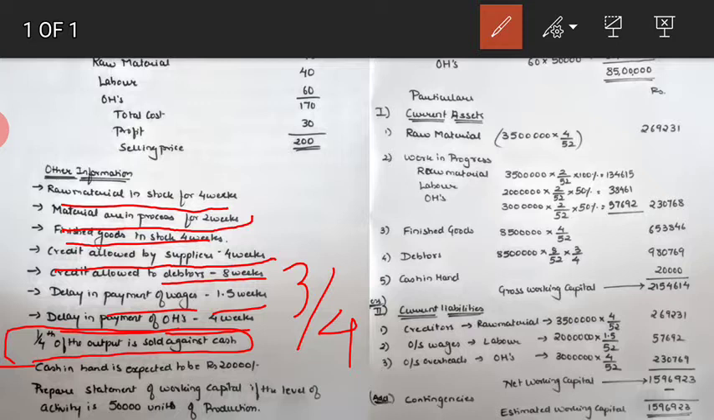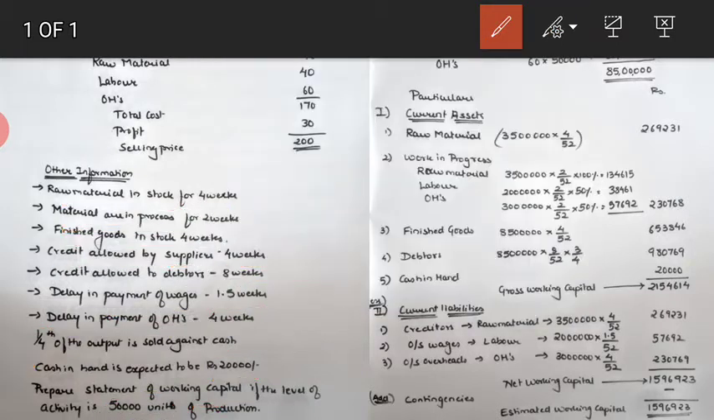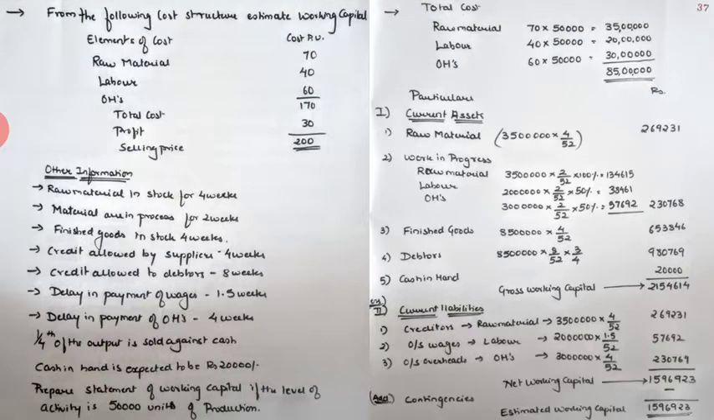Next, cash in hand is expected to be 20,000. Then prepare a statement of working capital if the level of activity is 50,000 units. So these are the details given to us. From these details, we have to estimate working capital. So let's understand how we go about this particular problem.